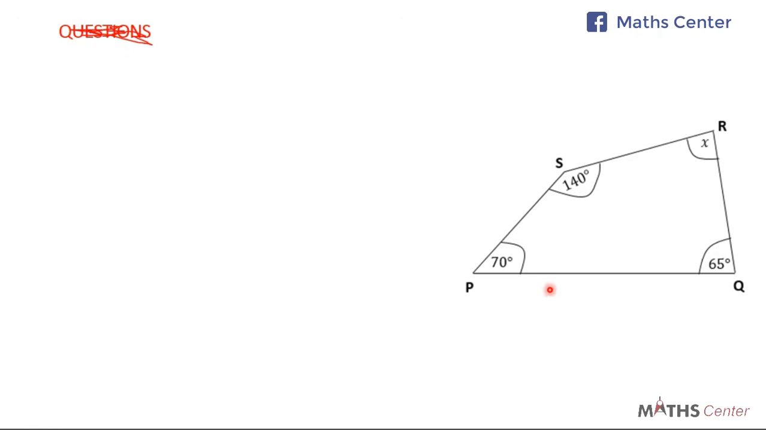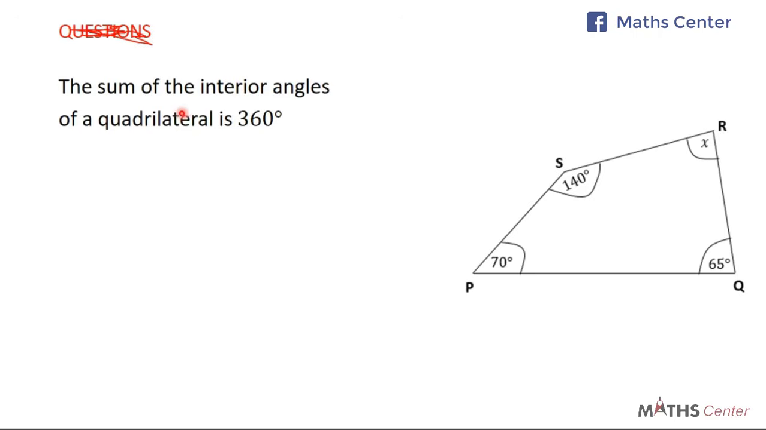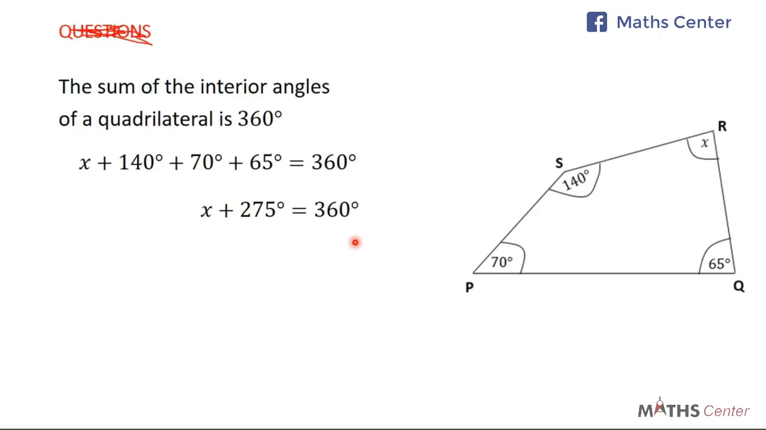We know that the sum of the interior angles of a quadrilateral is 360 degrees. So if we add all the angles in this quadrilateral, you should get 360 degrees. So S plus 140 degrees plus 70 degrees plus 65 degrees will give us 360 degrees. We do this simplification and S will give us 85 degrees.